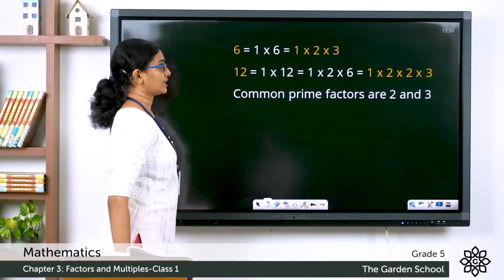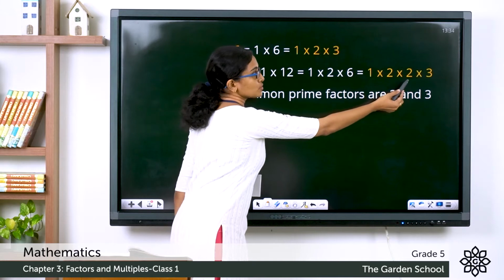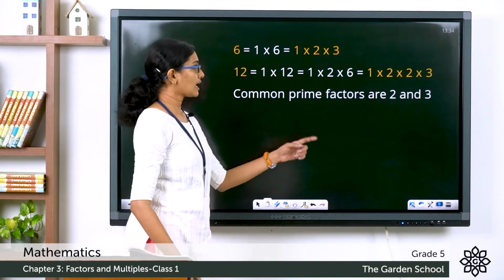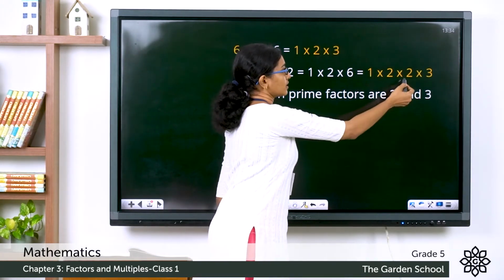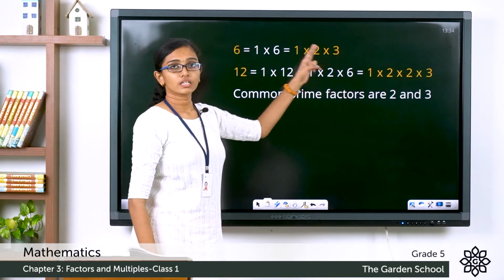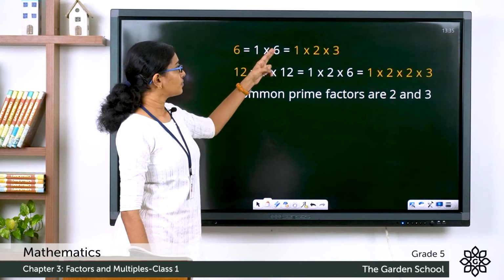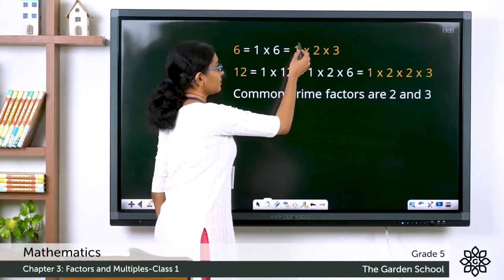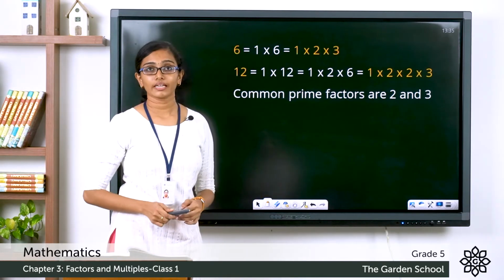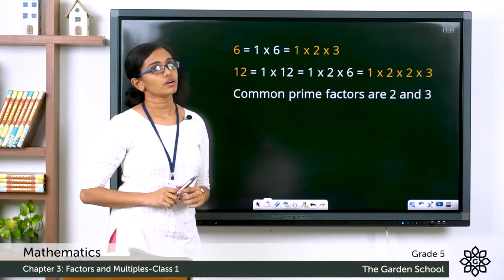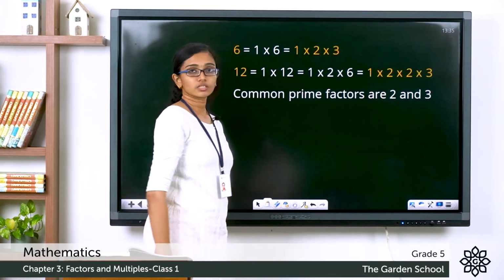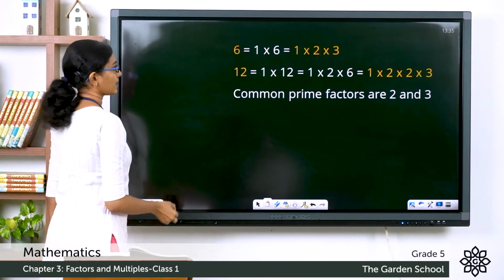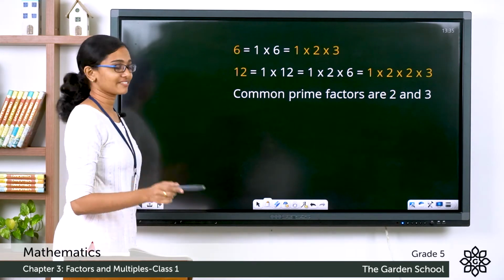Similarly, 12 can be written as 1 into 2 into 2 into 3, where this 12 was first broken down into 2 into 6 and again the 6 was broken down into 2 into 3. So now you see these two numbers 6 and 12 are represented as the product of its prime factors alone, right? Remember this number 1. 1 is considered neither prime nor composite. So the common prime factors of 6 and 12 are 2 and 3.